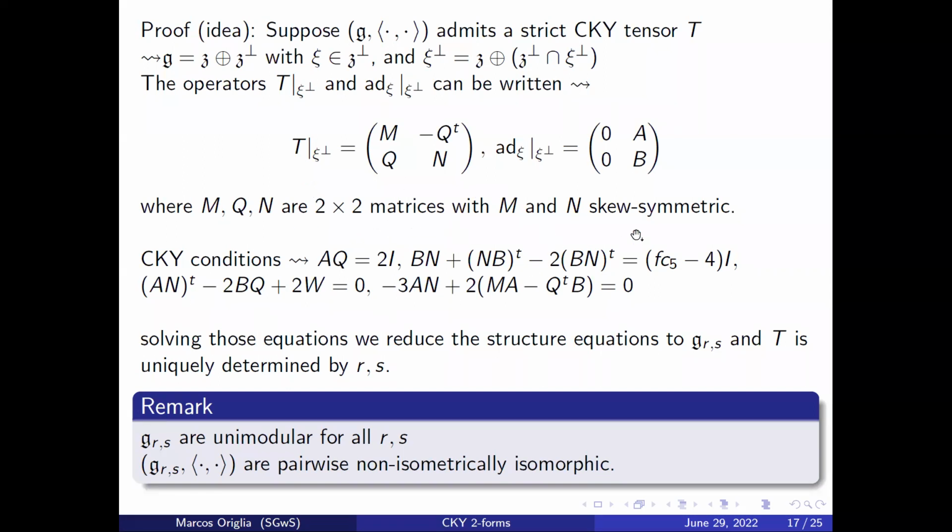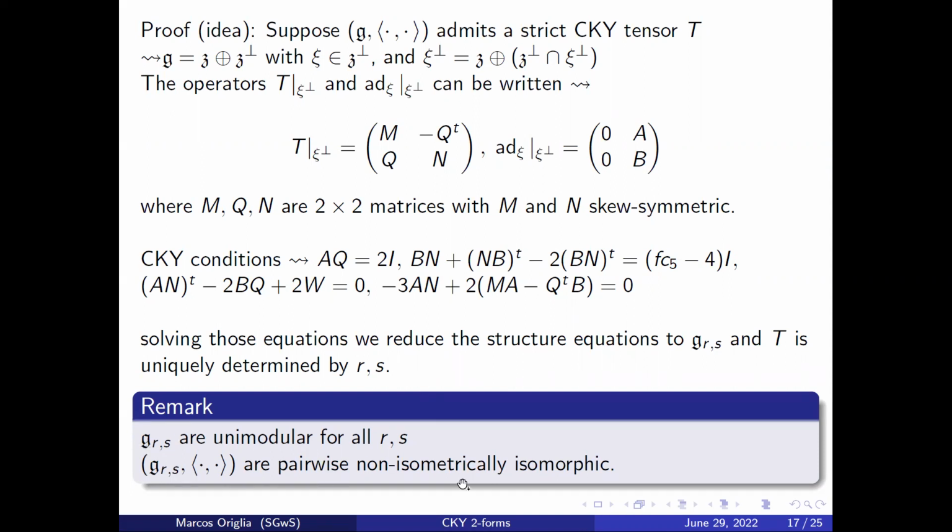2 by 2 matrices. And playing around with the equation, we have that the conformal Killing condition implies some equations on these blocks. For example, the first one, AQ is equal to 2 times the identity, which means that Q is completely determined by A. That's why you see that the Lie bracket determines at least this part of T. And again, with the other equations, you can see that your structure constants reduce to G_{R,S}, as in the statement, and T has only one option. It's completely determined by R and S.